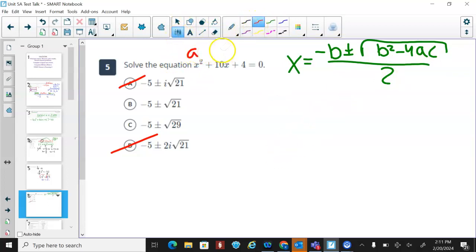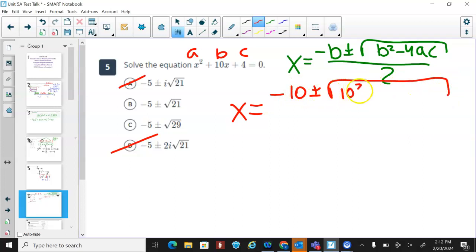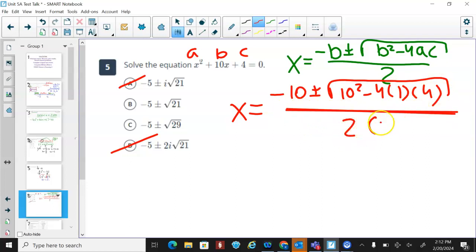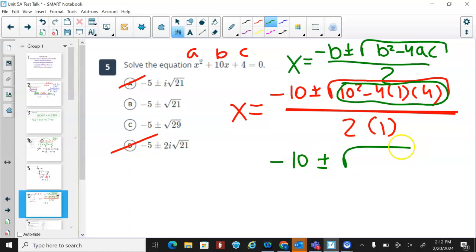So I got an a, which is 1, b, which is 10, and c, which is 4. So let me plug it in. So I got x equals -b, which is -10, plus or minus square root of 10 squared minus 4 times 1 times 4, all divided by 2 times 1. Okay, so on the inside, if I put this in without the radical, I'm going to get 84. So it's going to be plus or minus square root of 84 divided by 2.